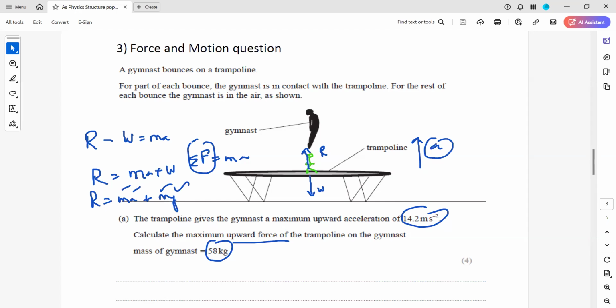on him. The final answer will be 1390 Newton. That's right, that's correct. Is it clear? You just have to substitute the values and get the final answer.